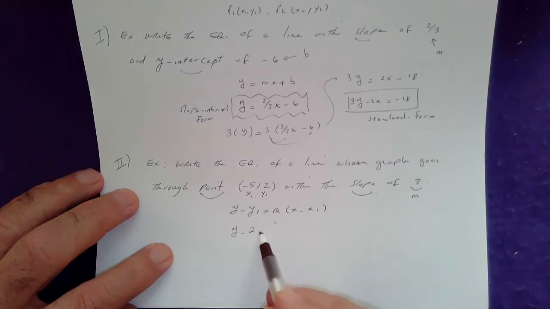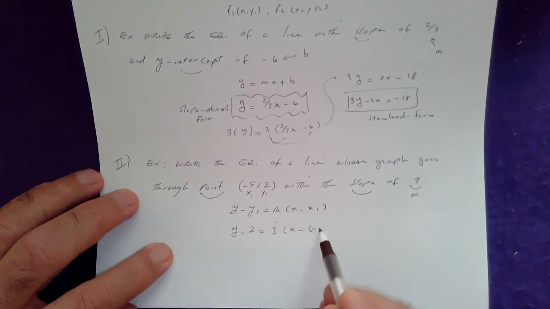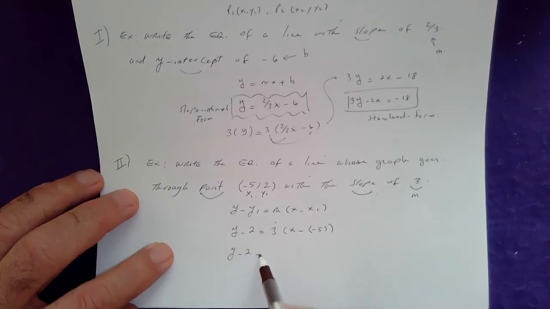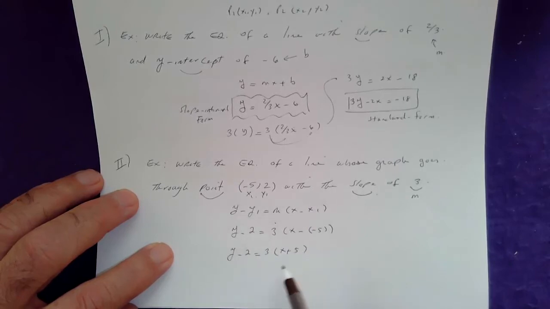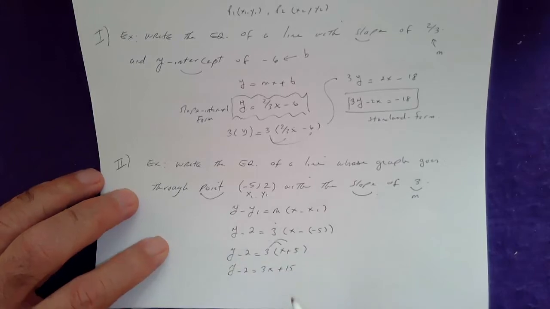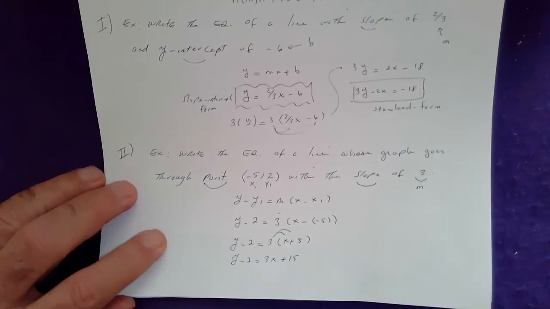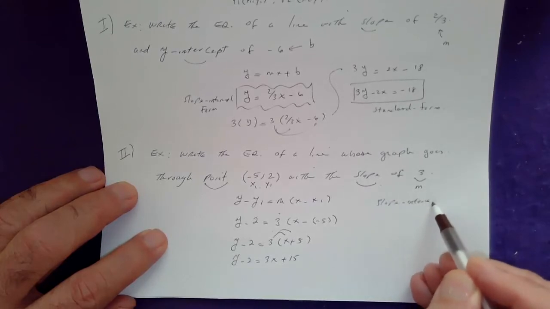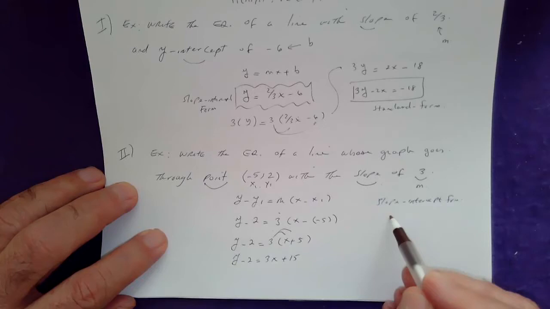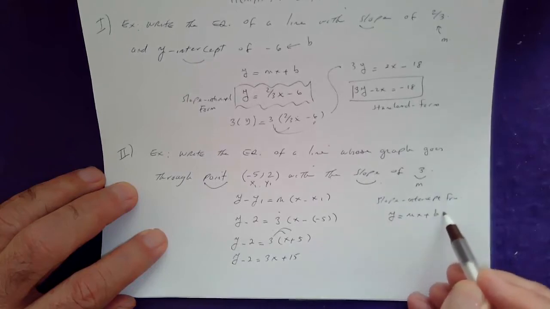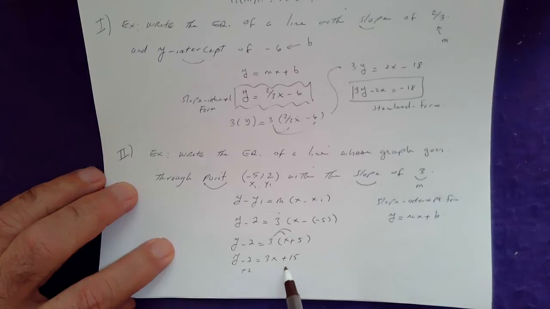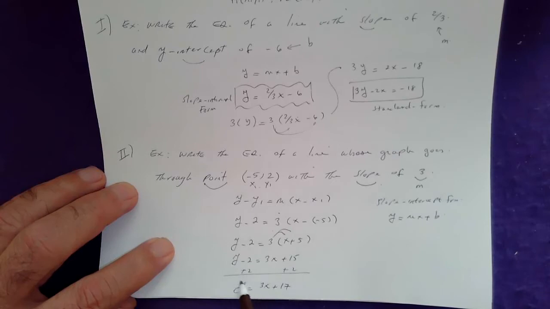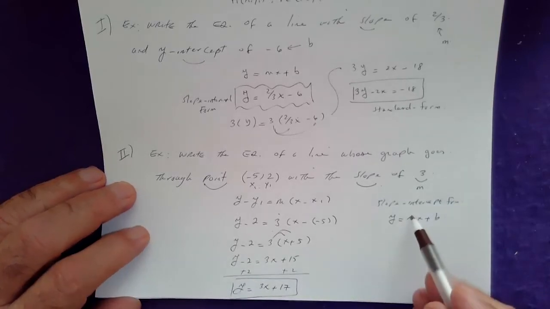So this is y minus 2 equals 3 times x minus -5. So that's y minus 2 equals 3 times x plus 5. Distribute the 3, so you get y minus 2 equals 3x plus 15. Let's say the problem was to leave the equation in slope-intercept form. Okay, so you know what that is, that's this form, mx plus b. All you have to do is add 2 and solve the equation for y. So you get y equals 3x plus 17, final answer, in slope-intercept form.